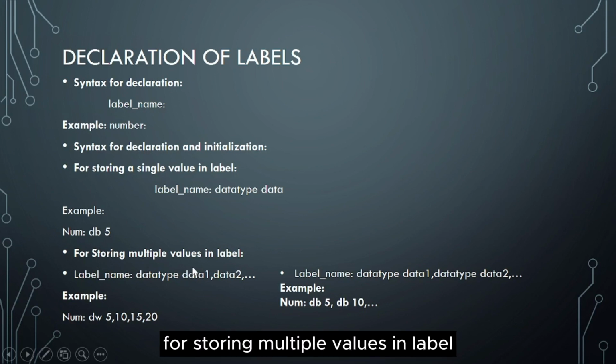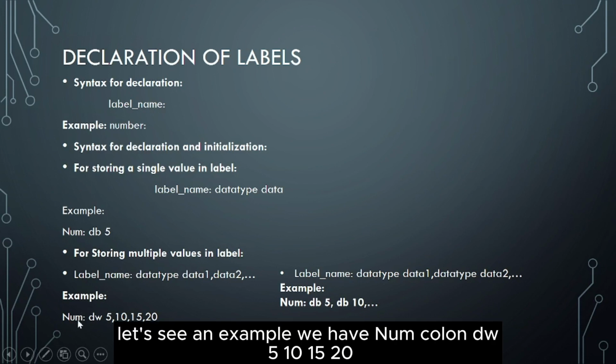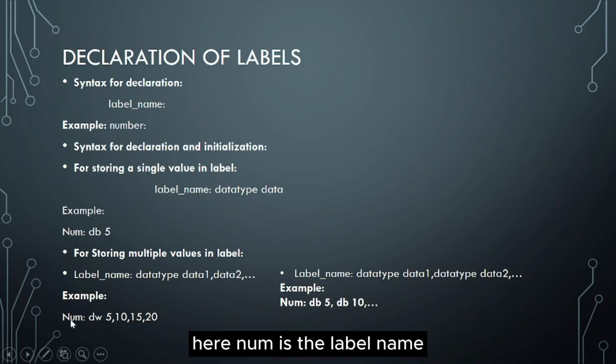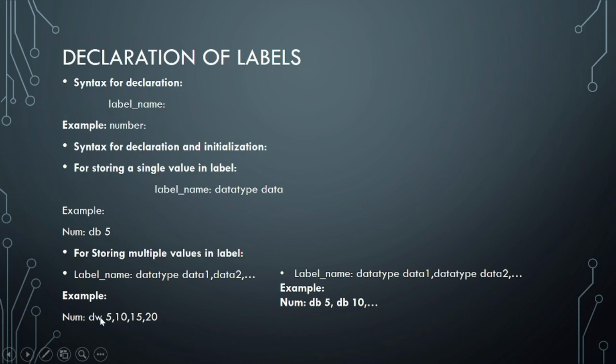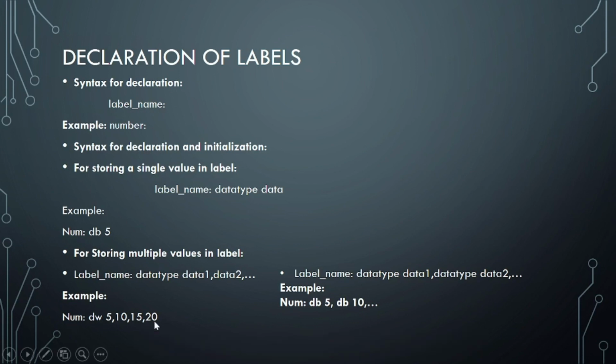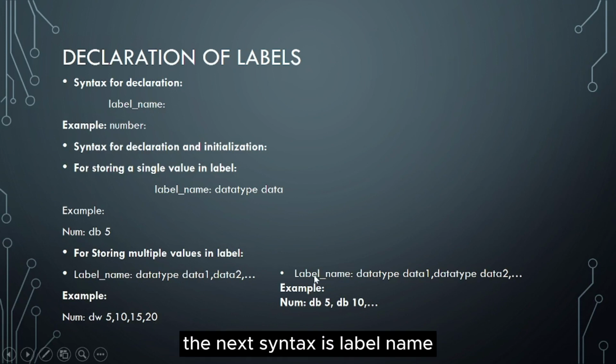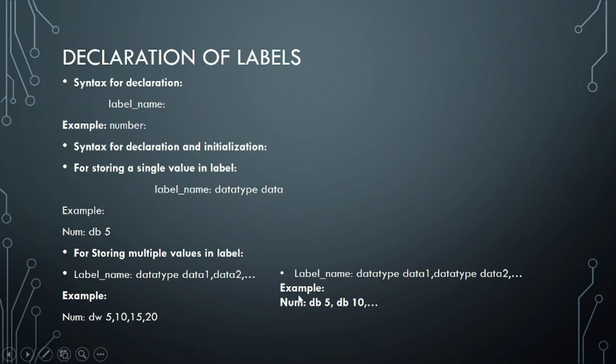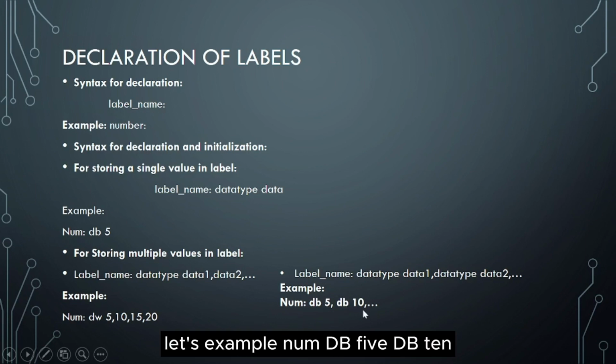For storing multiple values in a label, we can have two syntaxes. The first one is label name, data type, data1, data2. Let's see an example. We have num colon dw 5 10 15 20. Here num is the label name, dw is the data type word, for 5 10 15 20. The next syntax is label name, data type, data1, data type, data2, and so on. Let's see an example: num db 5 db 10.